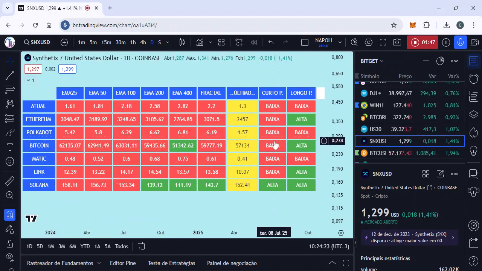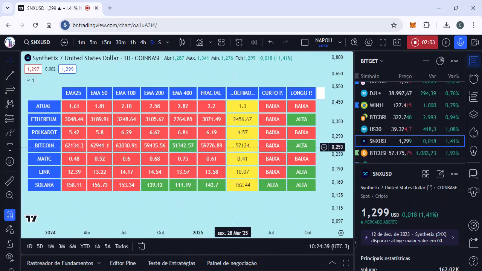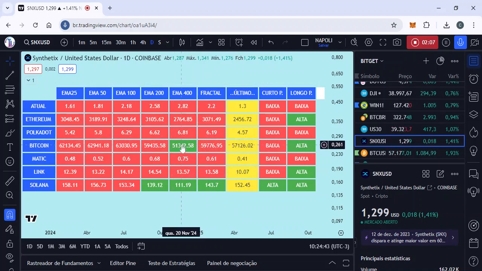Remember, I'm looking at a daily chart, so based on this analysis, Bitcoin is bearish in the short term but bullish in the long term overall. Our averages, look closely at the Bitcoin averages, the current price. So the current price is $57,120, and it's only above the average of the 400-day period. The market dips for the rest.